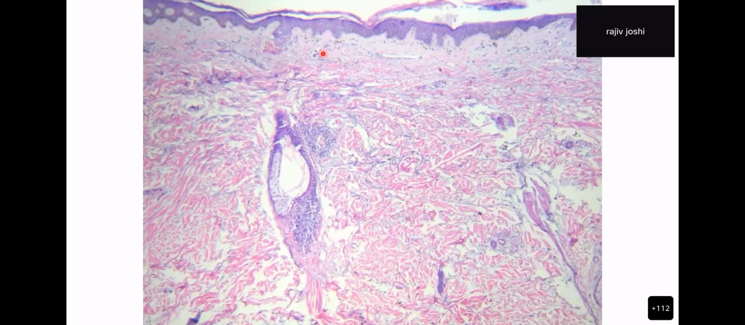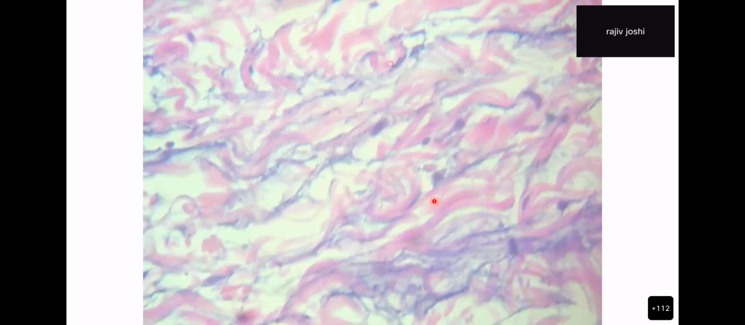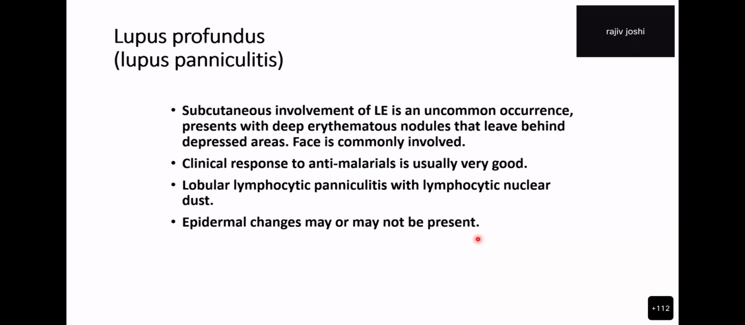So this is, if you see here, melanophages here, and a lot of mucin. All this is mucin. So stringy material between collagen bundles. You don't need a special stain. You can see it on H&E.